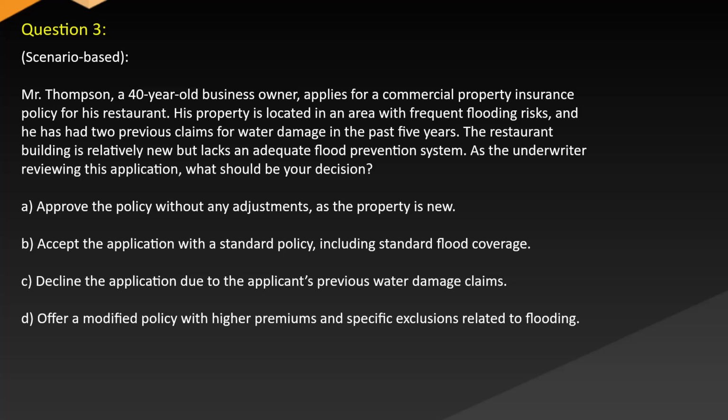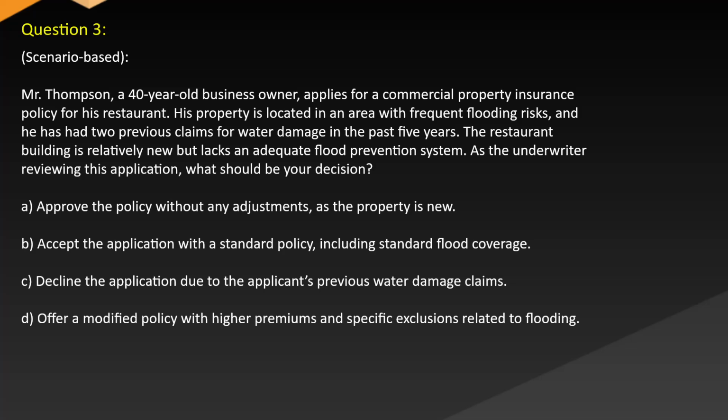His property is located in an area with frequent flooding risks, and he has had 2 previous claims for water damage in the past 5 years. The restaurant building is relatively new but lacks an adequate flood prevention system. As the underwriter reviewing this application, what should be your decision?